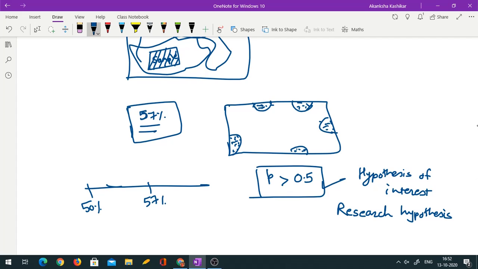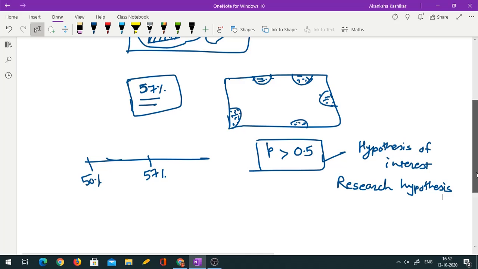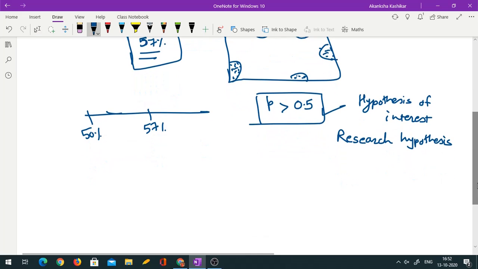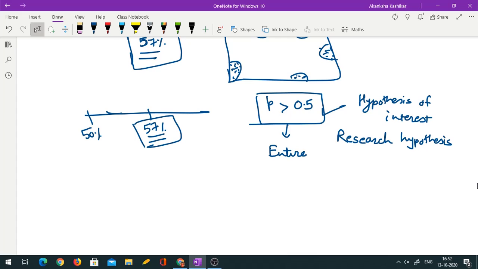So if we want to prove this, what should I do? Now this we are saying is about the entire Pune city. We are not saying it just for this sample, because in this sample it is already 57%, but our interest is in the entire Pune city.